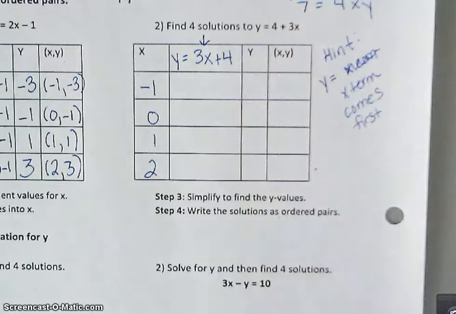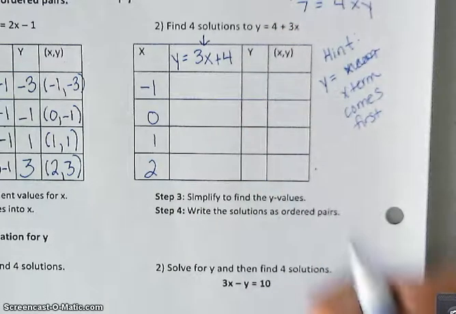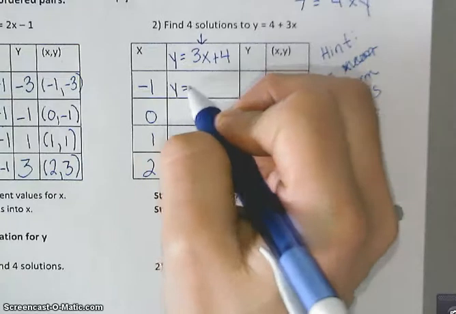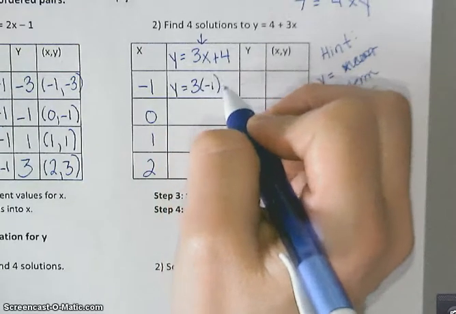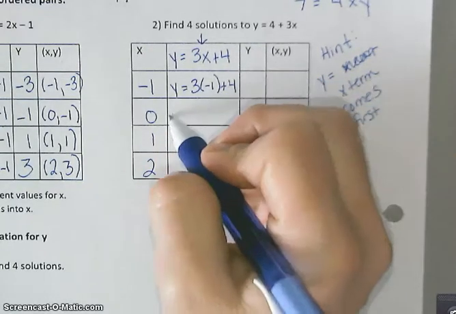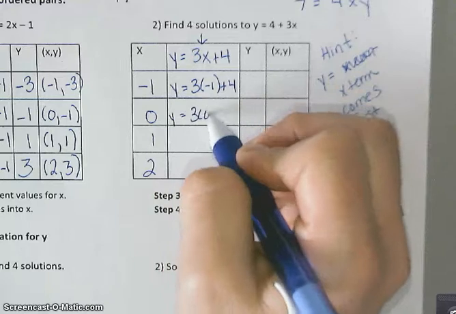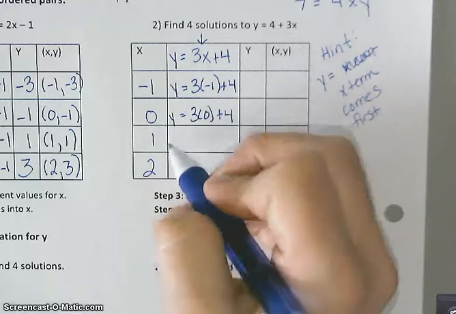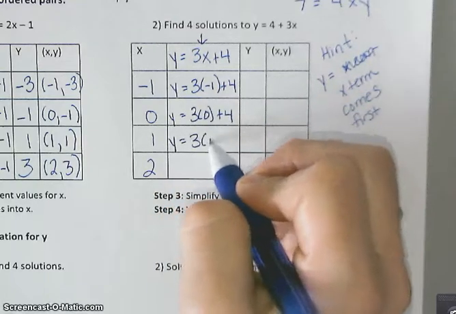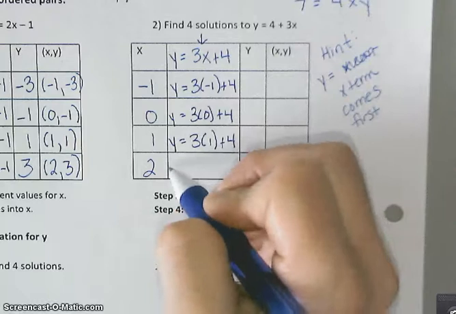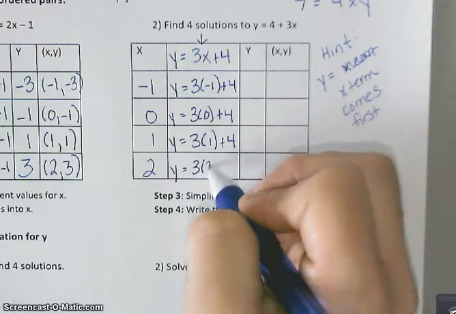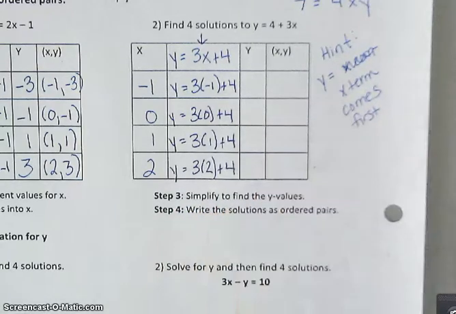Okay, so now my step 2 is I'm going to substitute my values in. So I get y equals 3 times negative 1 plus 4. And then y equals 3 times 0 plus 4. Y equals 3 times 1 plus 4. And y equals 3 times 2 plus 4.